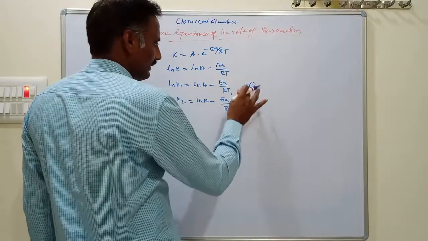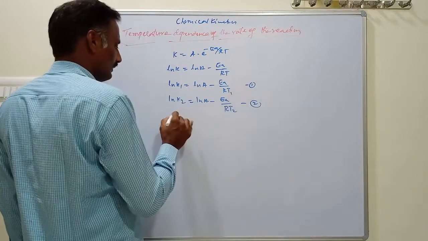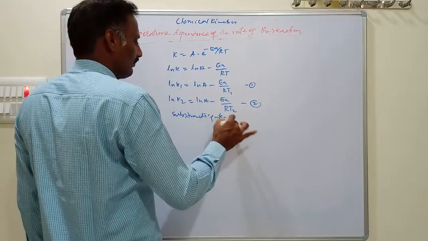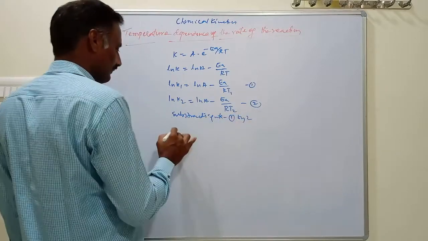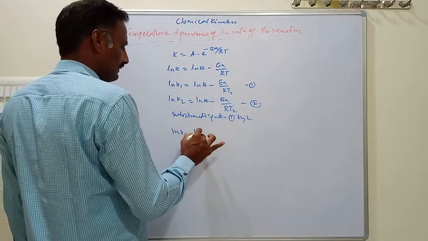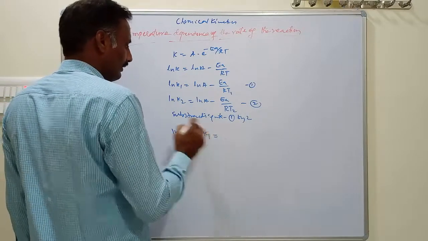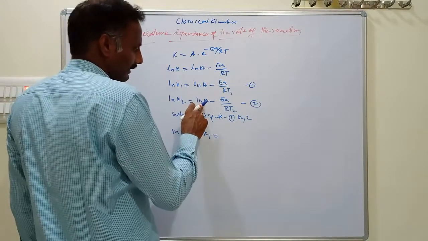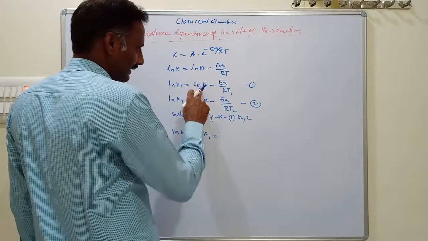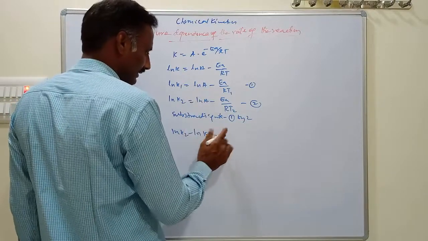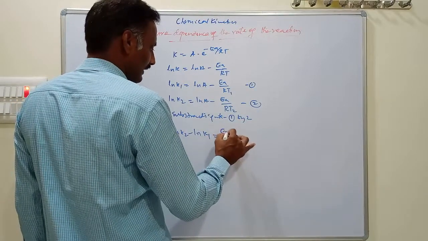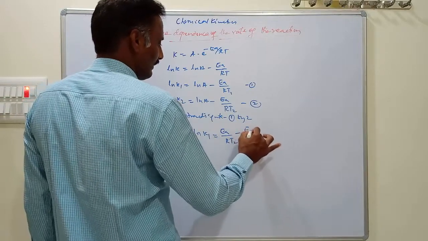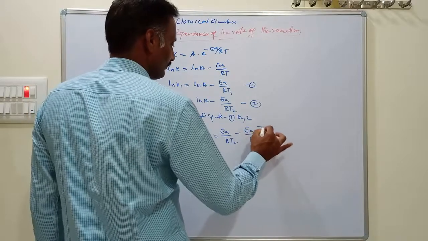Subtracting equation 1 from 2, we get ln K2 minus ln K1. The ln A terms cancel, and we get ln K2 minus ln K1 equals EA by R into 1 by T1 minus 1 by T2.